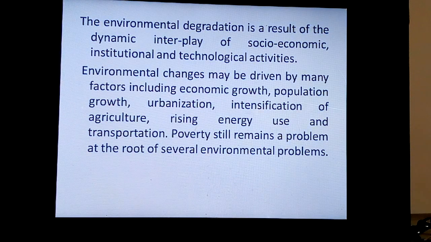The environmental degradation is a result of the dynamic interplay of socio-economic, institutional, and technological activities. Environmental changes may be driven by many factors including economic growth, population growth, urbanization, intensification of agriculture, rising energy use, and transportation. Poverty still remains a problem at the root of several environmental problems.